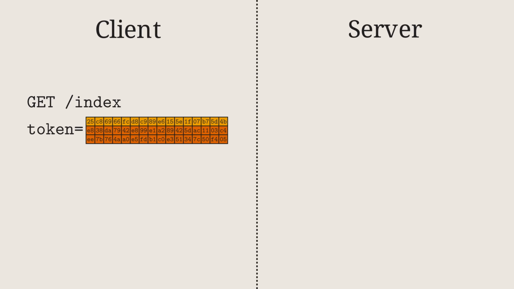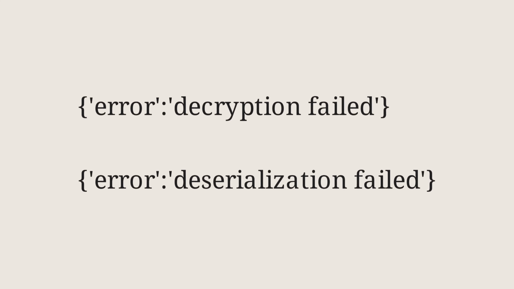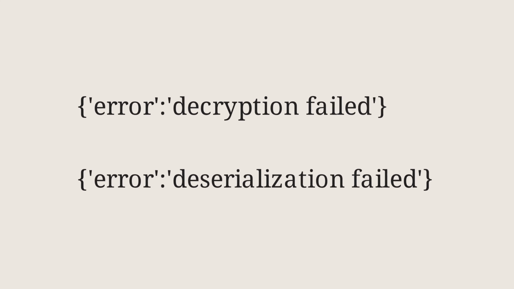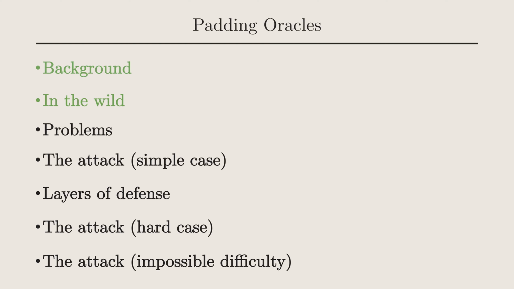That's fine though, because we're not interested right now in making this query succeed. We're just interested in finding out how it failed. In this example, it's easy because the server just tells us what happened. If we see decryption failed, we know the padding is invalid. If we see deserialization failed, or no error at all, then the padding is valid. This gives us a padding oracle. So this is exactly the kind of toehold we need to launch our attack. If we can make enough queries to this oracle, we can decrypt this token.